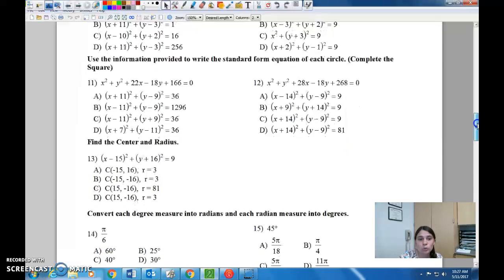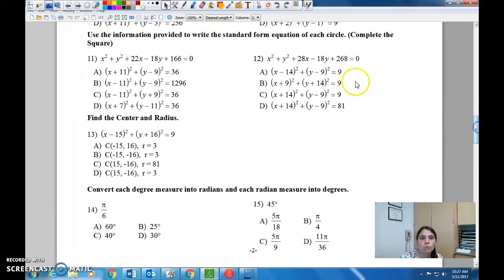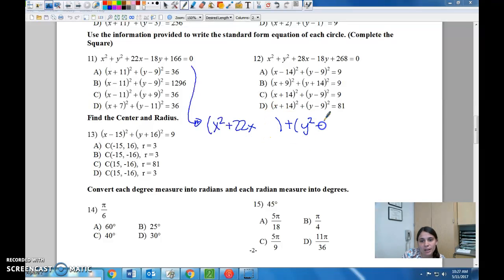Numbers 11 and 12, I think I'm going to just show you one and then have you try another. So I'll show you number 11, and I'm going to go ahead and do it in this blank space right here. So I need to start by grouping my x's and y's together. So I have x squared and a 22x, and then I leave a space, plus y squared minus 18y, and leave a space. And then this doesn't have an x or a y, so I'm just going to subtract it to the other side. So this is equal to -166.